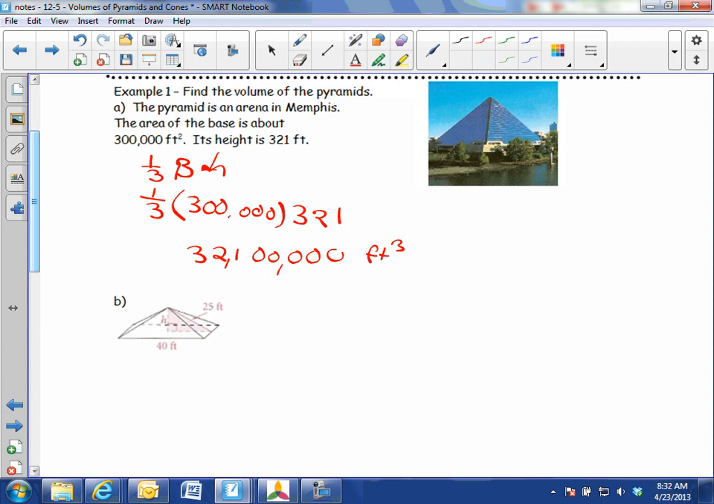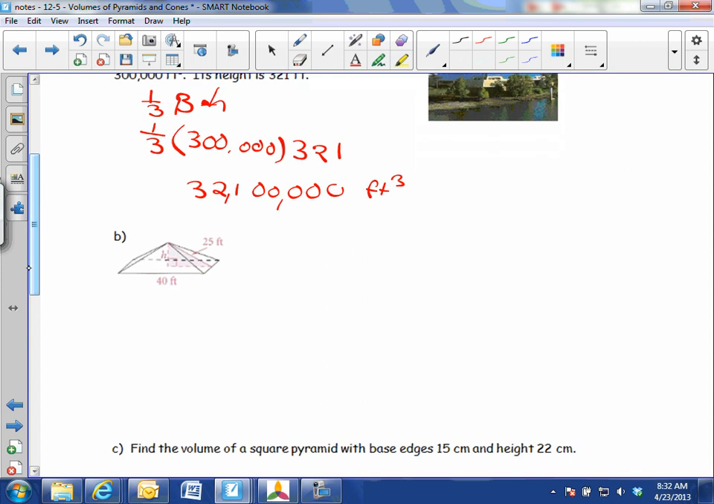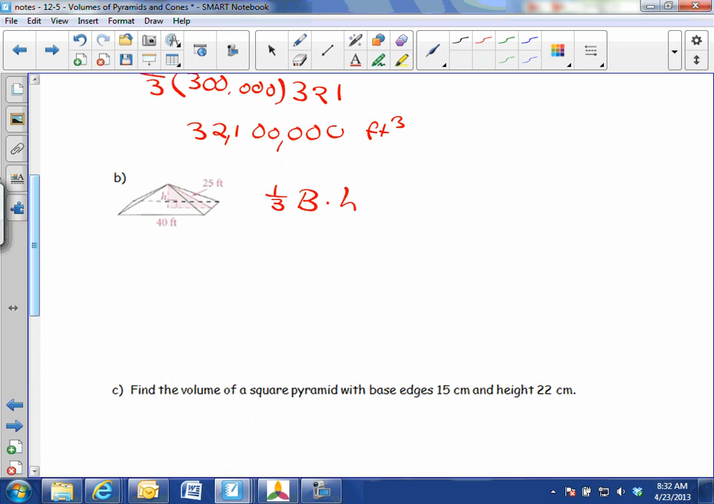Alright. Let's look at B. Okay, they want us to find the volume of this guy as well. So we know that we're going to use our 1/3 times big B times H. In this case, how are we going to figure out big B? What do you think, Isaac? Is it an equilateral triangle?